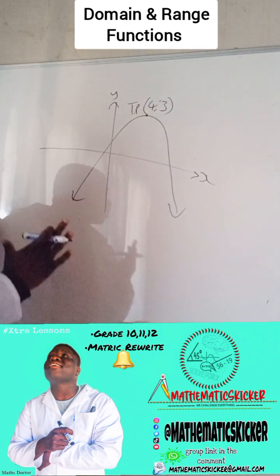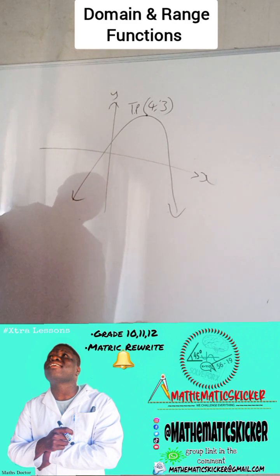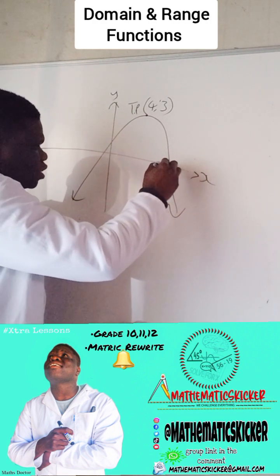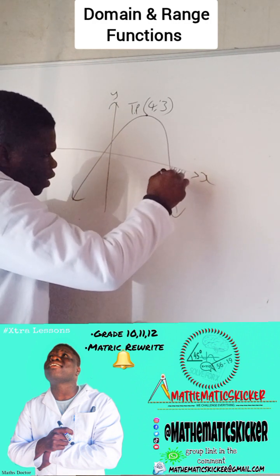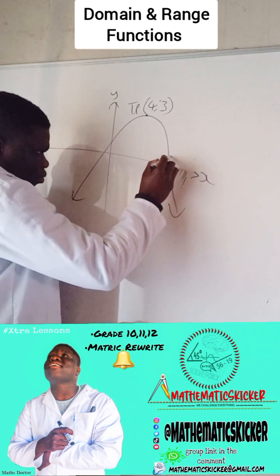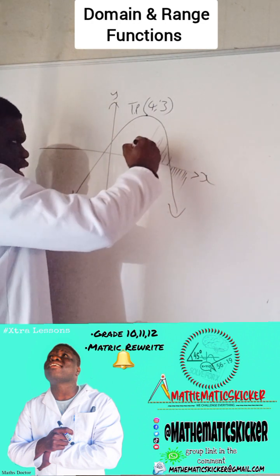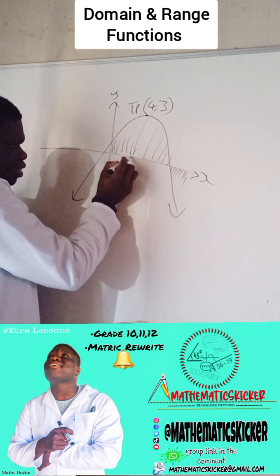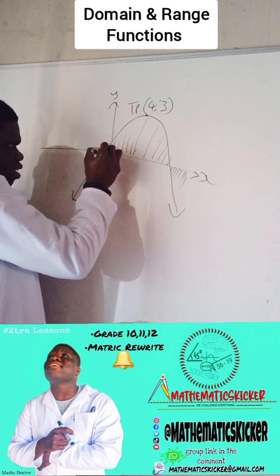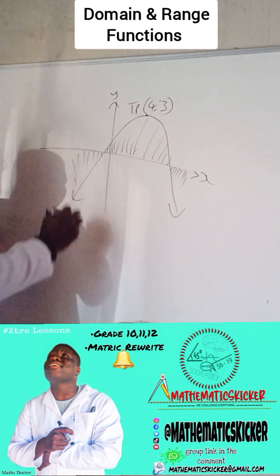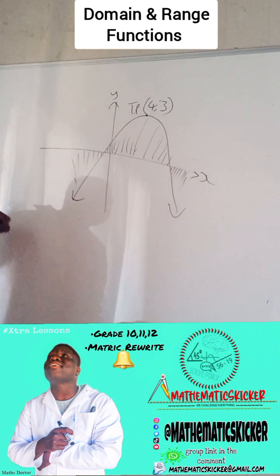Then how do we read the domain here? The domain will focus on the possible values of x. If we check, we have x here, x up to positive x infinity. X is there in this function. These are the x-axis. From the x-axis, x is there, up to negative x infinity, right?